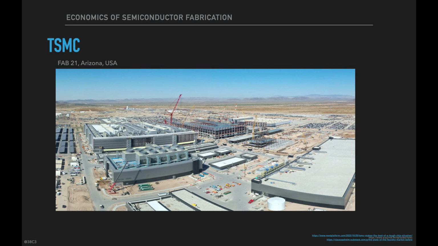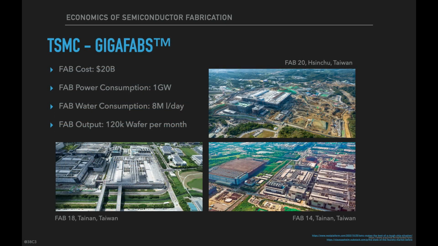But in TSMC terms, this is called a mini fab. They also have mega fabs and giga fabs. They really have a trademark on this. They are all located in Taiwan. They cost $20 billion. They use a gigawatt in power, 8 million liters of water per day, and they have a throughput of 100,000 wafers per month. So you can see that's an economy of scale here.